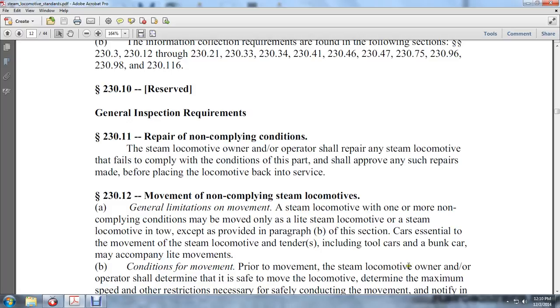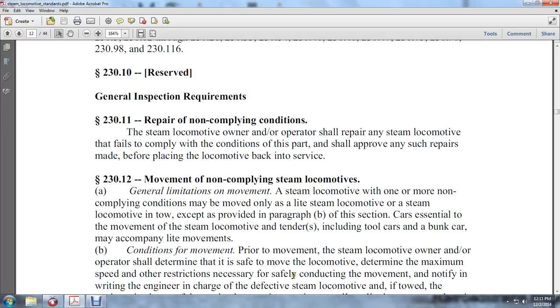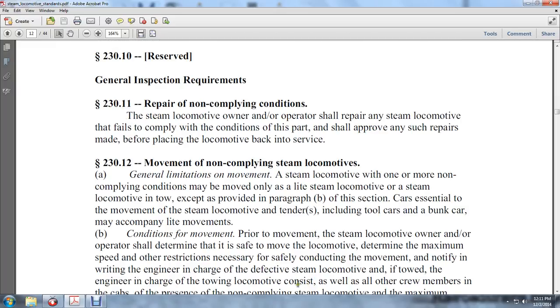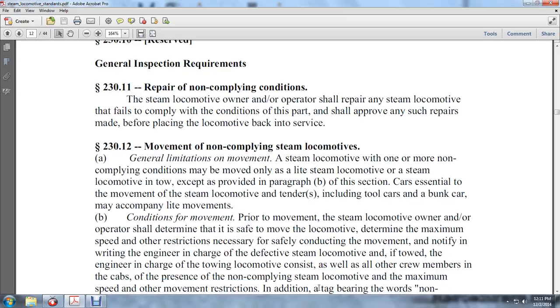Prior to the movement of the steam locomotive, the owner or operator shall determine the safe mode of movement, determine the maximum speed, and any other restrictions necessary for safely conducting the movement. Notify in writing the engineer in charge of the defective steam locomotive if towed, and the engineer in charge of the towing locomotive consist, as well as all other crew members in the cab, of the presence of the non-compliant steam locomotive and the maximum speed.